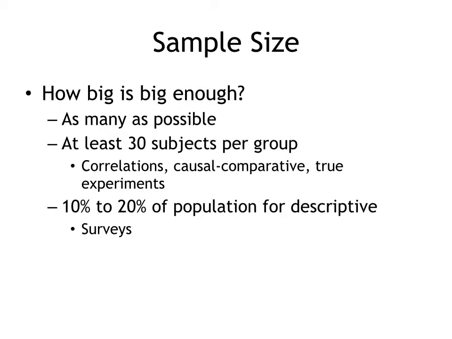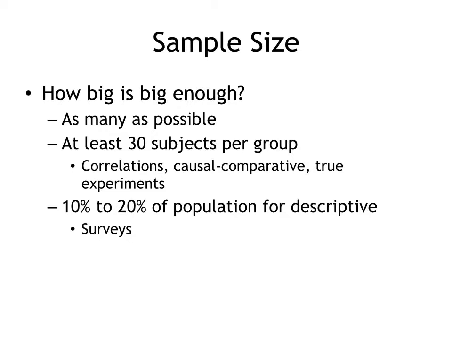When you're working on correlational studies or causal comparative or true experiments, where you've got a control group and an experimental group or different levels of an intervention, you really need to have at least 30 subjects per group. Now, think back to our units of study. If you're going to use a class as a unit of study, you're going to need 30 classes in each group. So you can see how this could really become difficult to do.